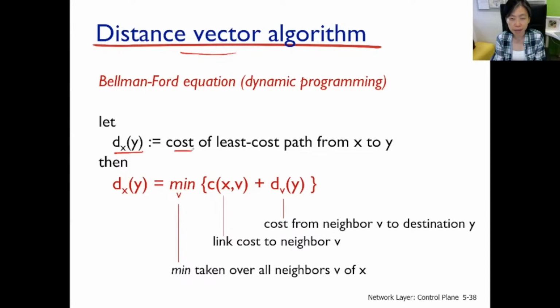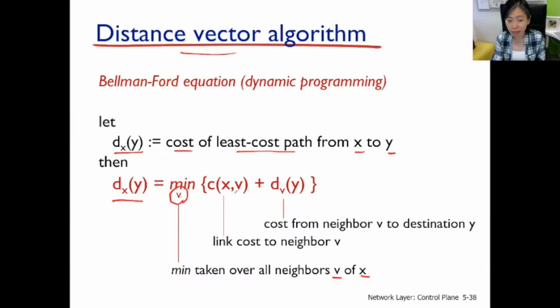dxy is the cost of the shortest path to go from x to y. And so what we're calculating here is the minimum cost to go from x to y, or to discover the shortest path from x to y. The way to do it is to go over all the v's. The v's are the neighbors of the source.